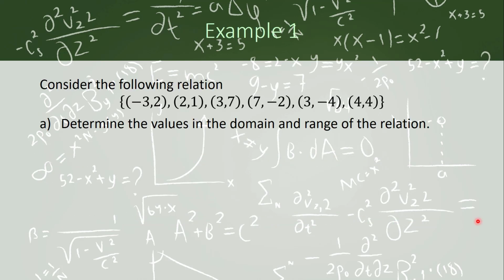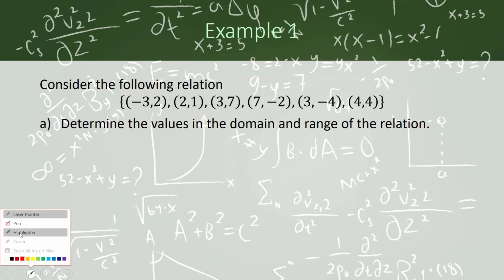Okay, so let's look at some of the examples that you might encounter in Hawks for this particular homework. And here's the first set of problems. Consider the following relation. And here we have it. We have (-3, 2), (2, 1), (3, 7), (7, -2), (3, -4), (4, 4). So 1, 2, 3, 4, 5, 6 ordered pairs. And we want to determine the values in the domain and the range of this relation.